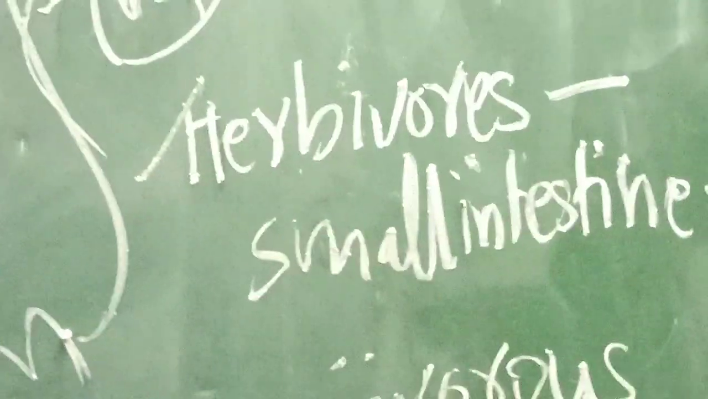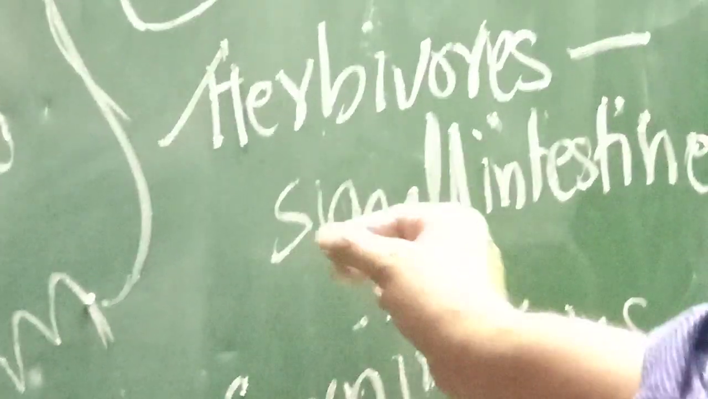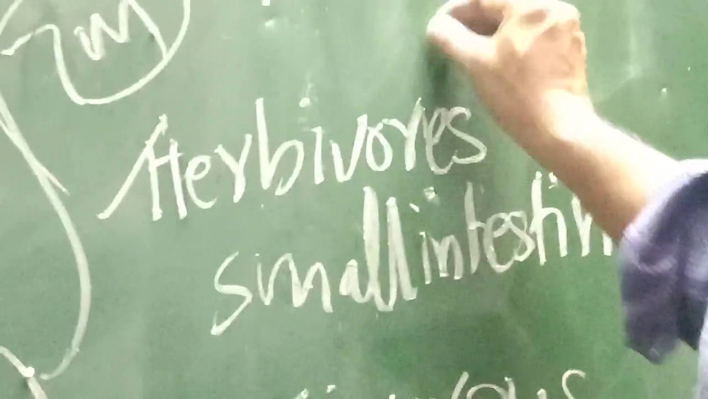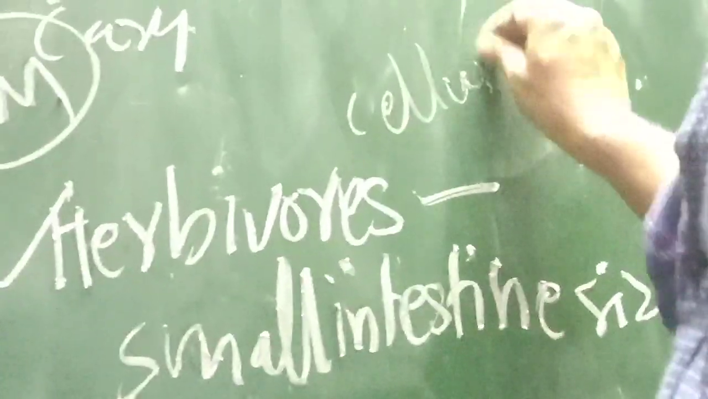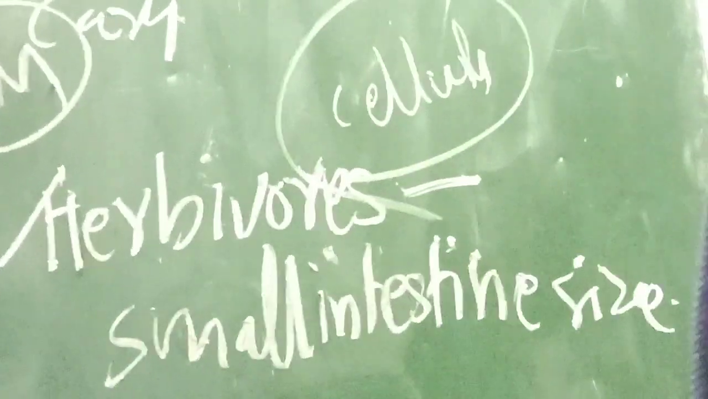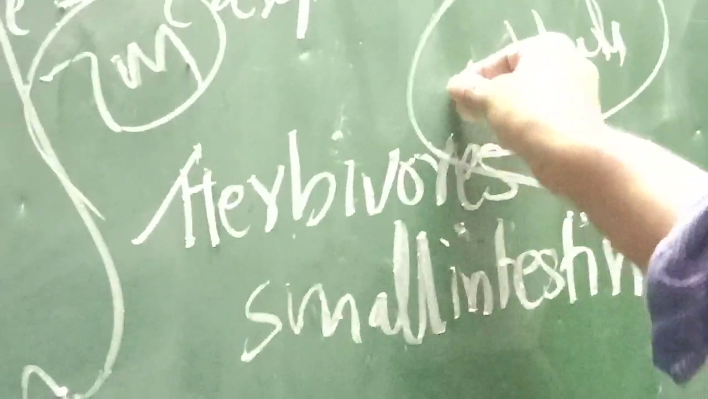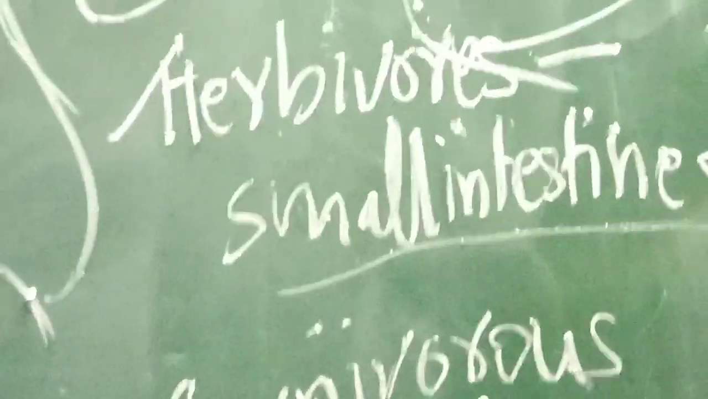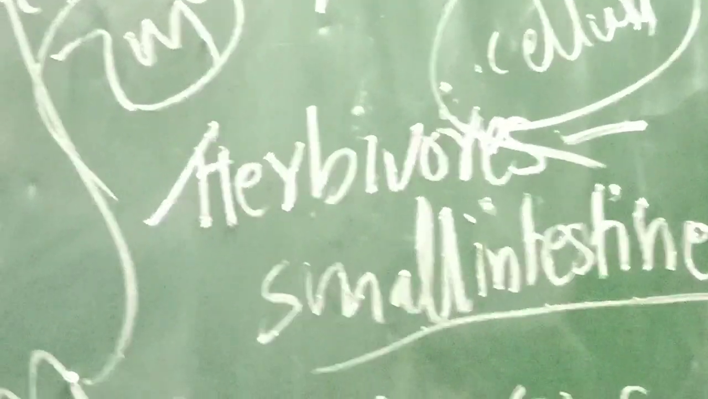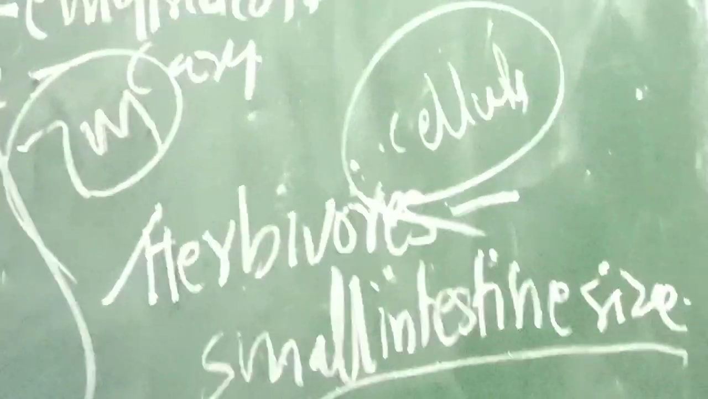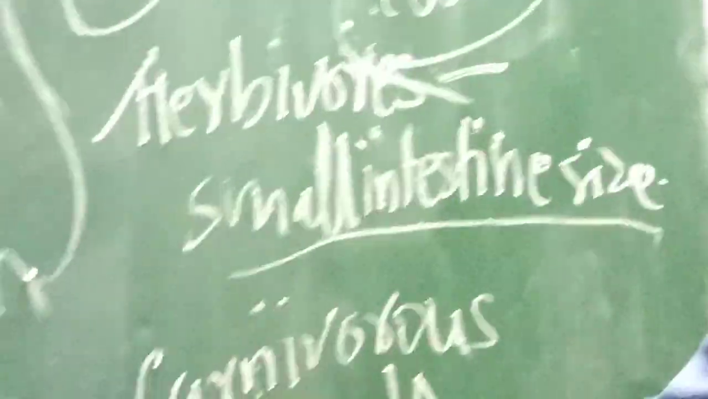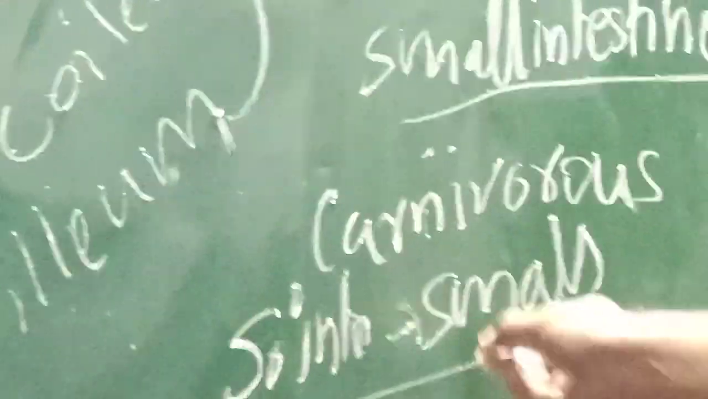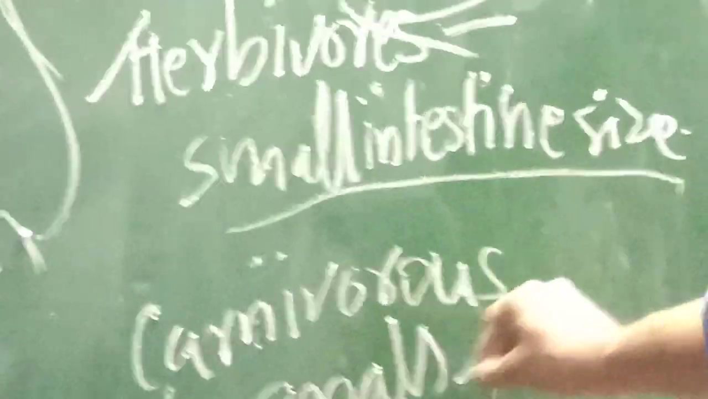In herbivorous animals, the food consists of cellulose. Cellulose is a very complex molecule. It takes a long time for digestion, so the small intestine size is big. Carnivorous animals eat flesh, which has no cellulose, so their small intestine size is small. Try to remember, this is very important.